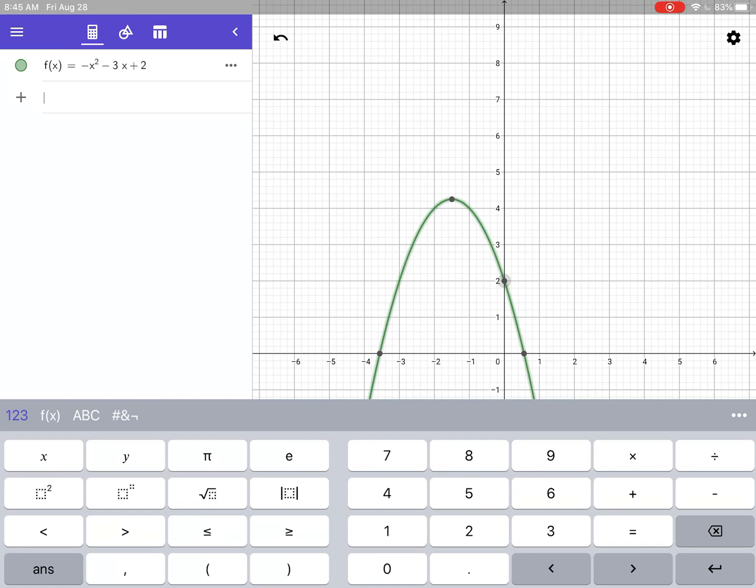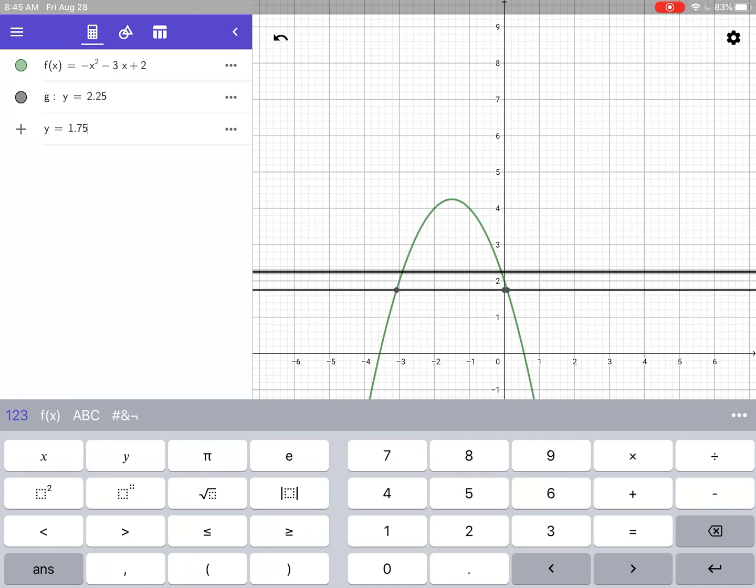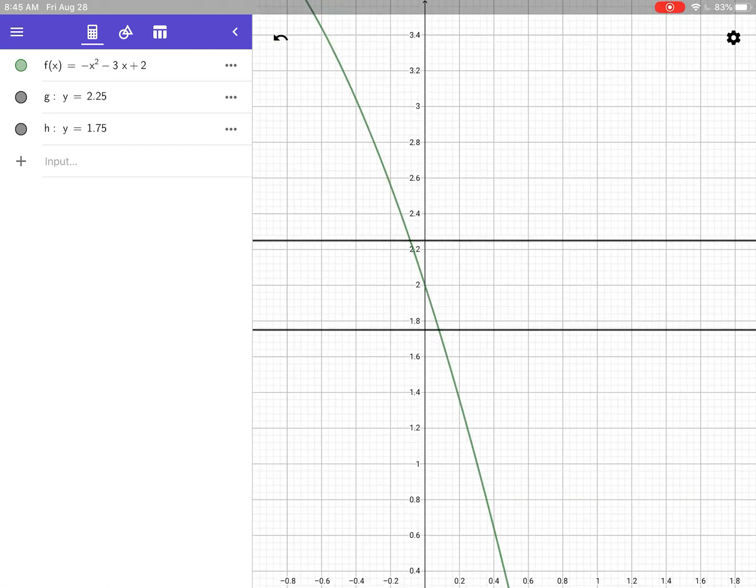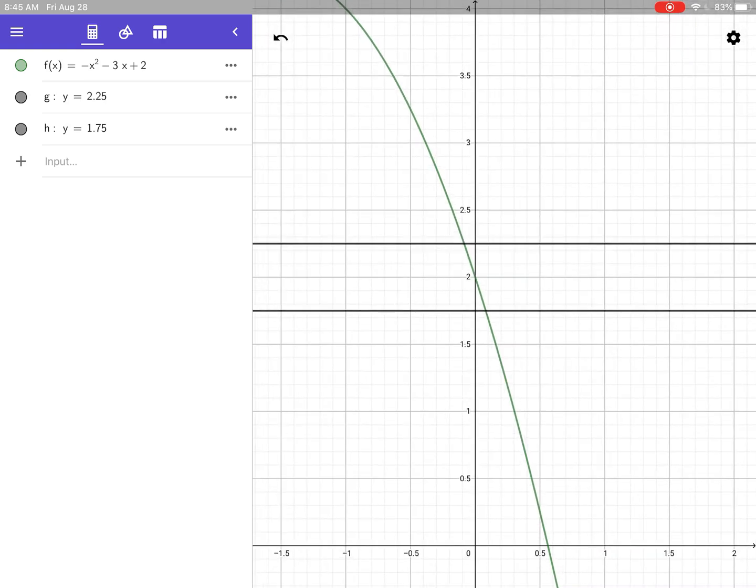So that would be between 2.25, and I'm going to make sure I write this as an equation so it actually graphs it, y equals 2.25. And the other one I need is 0.25 below it, so y equals 1.75. So there we go, we've got that graphed. Essentially, I want to find the x values that put my green graph right here between those two darker lines.